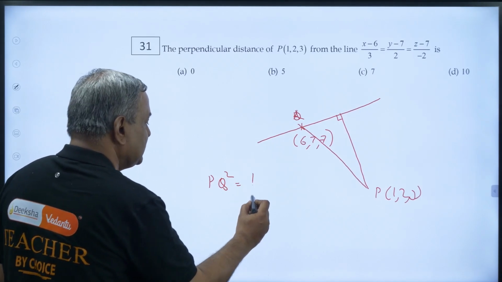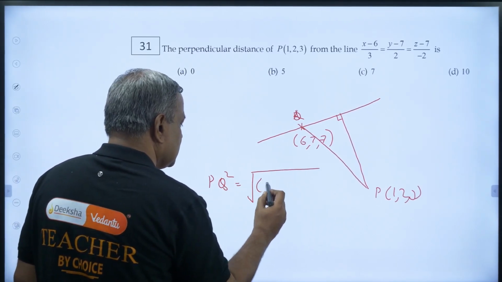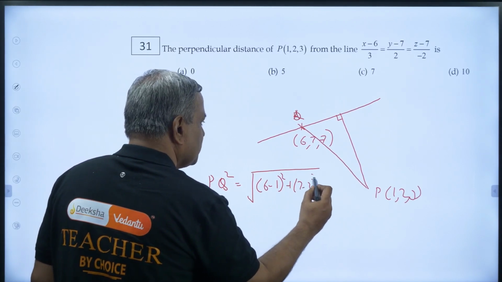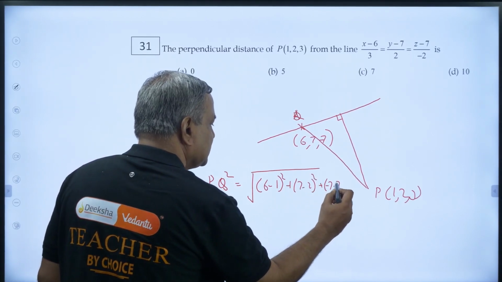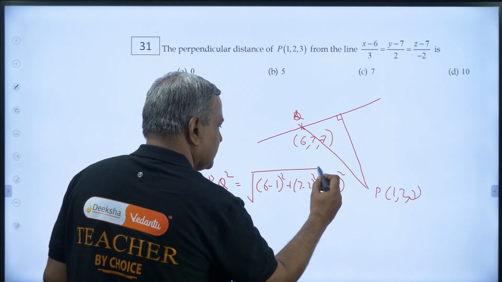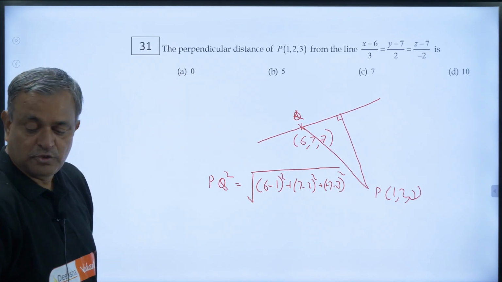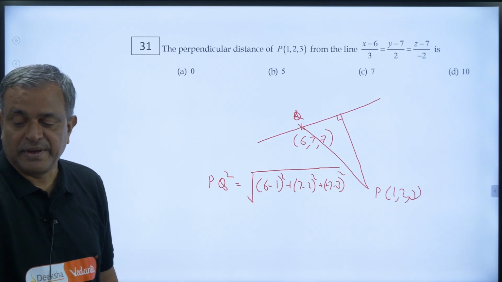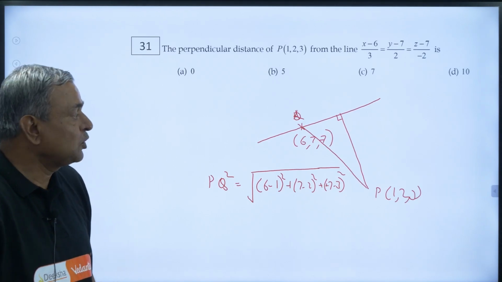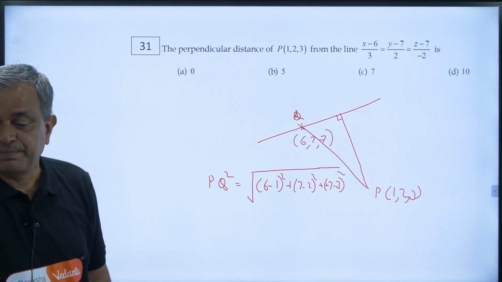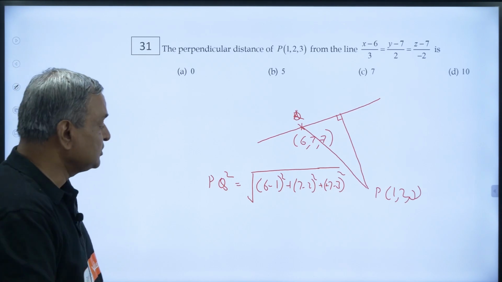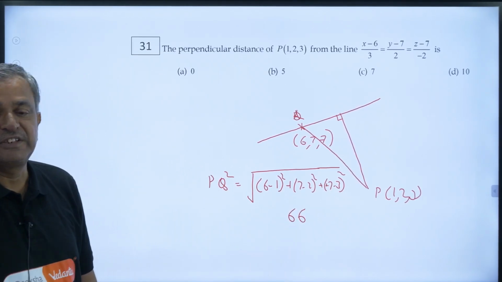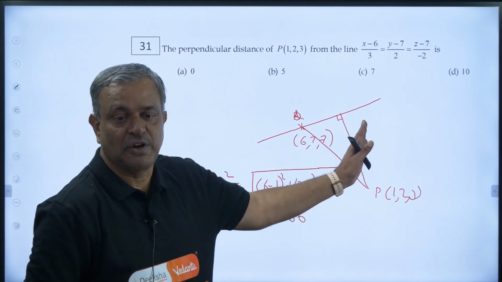How much do we get PQ square? PQ is nothing but under root of 6 minus 1 whole square, 7 minus 2 whole square and 7 minus 3 whole square. You calculate it. Once you calculate PQ square, what we require is the perpendicular distance PM. This will give you 66. So basically we require the projection of it.